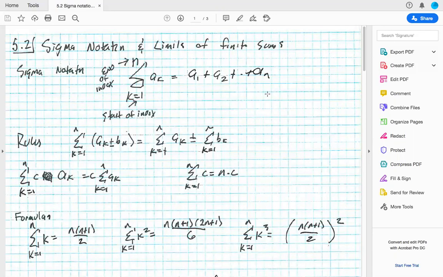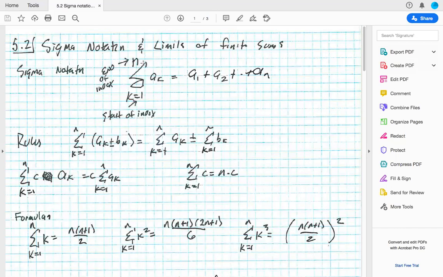Hopefully this isn't the first time you've seen this, but sigma notation uses a capital Greek sigma right here. It means summation notation. So basically this is telling us to add a bunch of things up. Here we have these a sub k's. Usually you can think of this as a sequence of numbers that are defined in a particular way. Down here is the start of the index, how we're indexing it. We're starting at k equals 1, and then this is telling us where we're going to end, which is when k equals n.